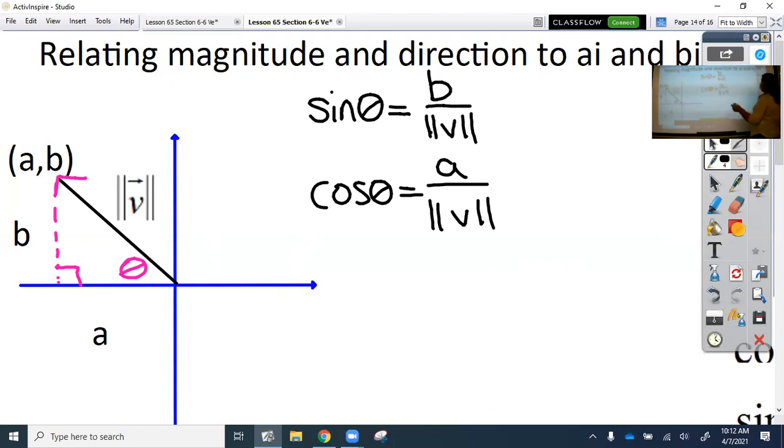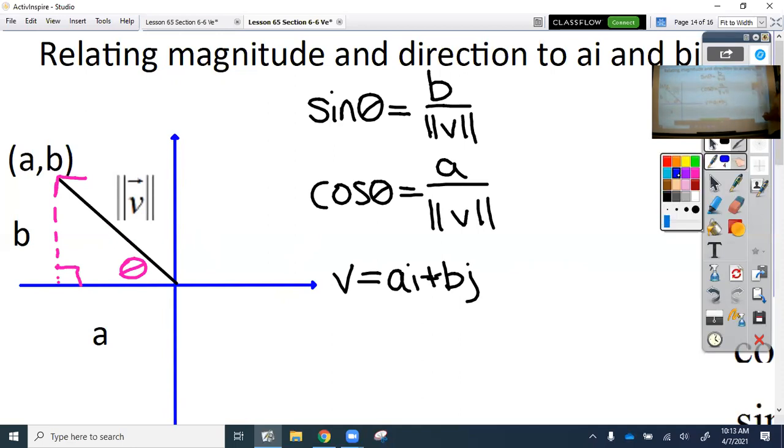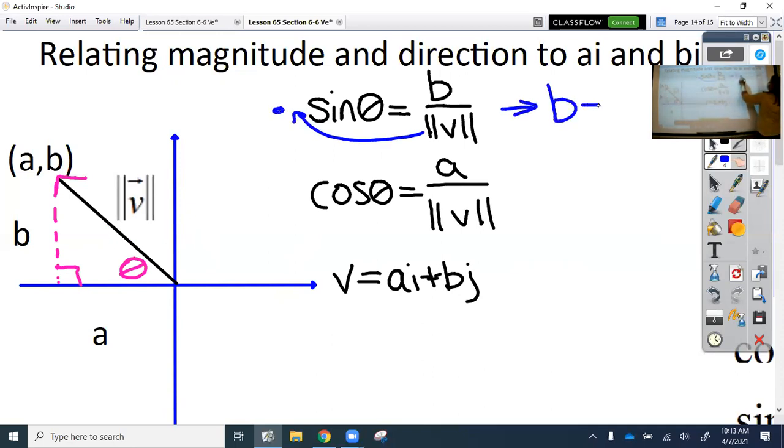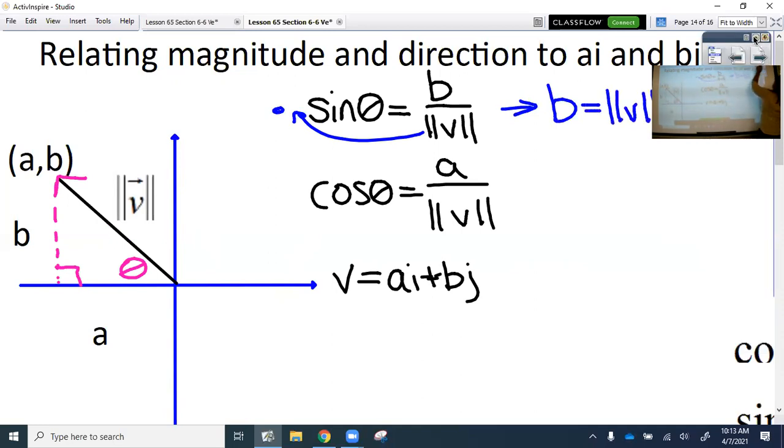And what am I trying to do? I'm trying to take my vector v, that is ai plus bj, and I'm trying to relate it to the magnitude and the direction, what vector talked about, right? A vector is magnitude and direction. So how do I take just the over and up and turn them into magnitude and direction? This should feel like polar, I think. If sine of theta is b over magnitude of v, I'm going to multiply that over, and I'm going to say then that b is the magnitude of v times sine of theta.